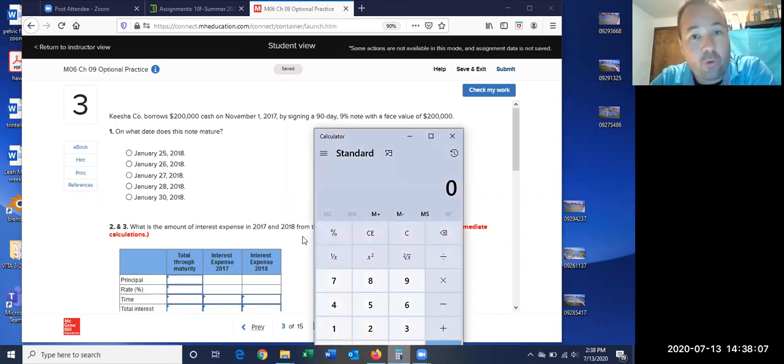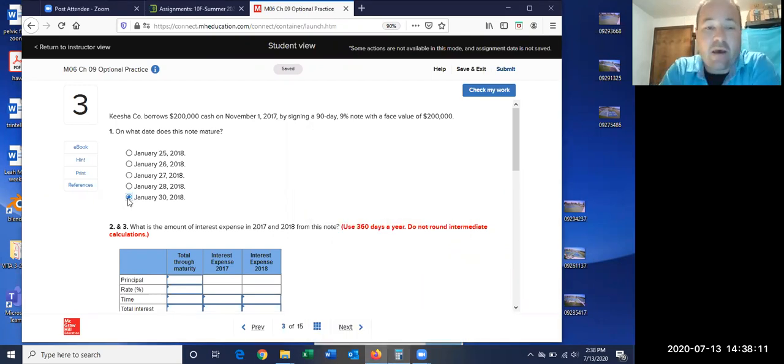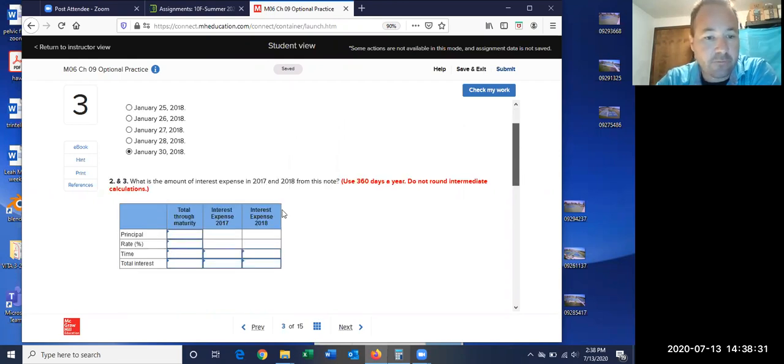So then we got 30 more days in January. So by my count, this would become due January 30th. Because again, you don't count the first day of a loan, and then you do count the final day. So that's when the loan is going to come due. 90-day, 9% note, $200,000 face value. All right, so let's go down here and start filling in the chart.